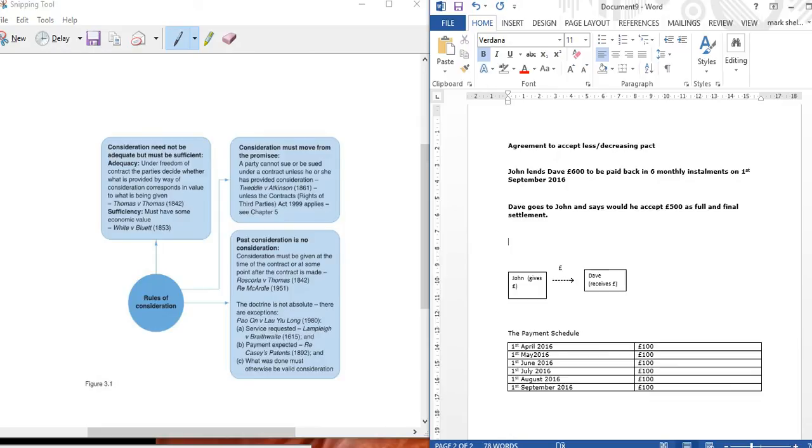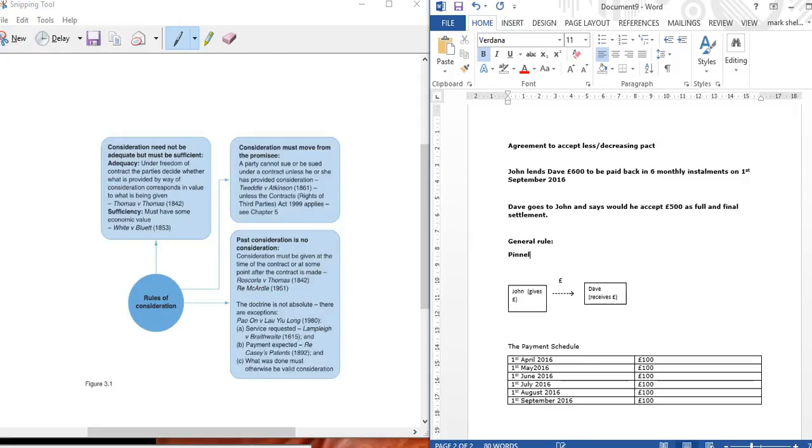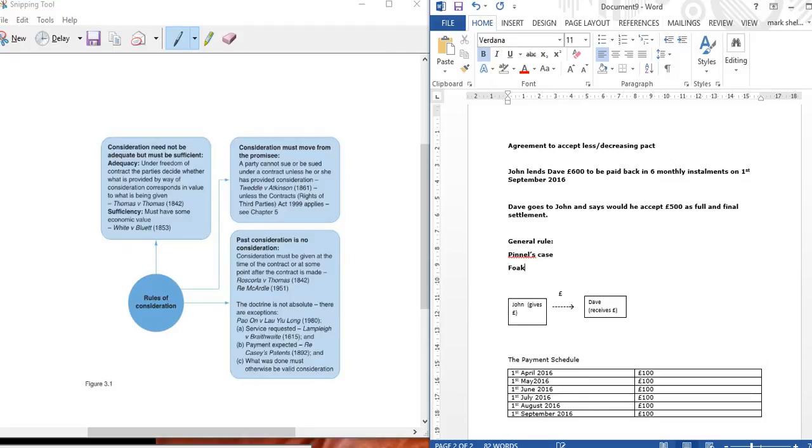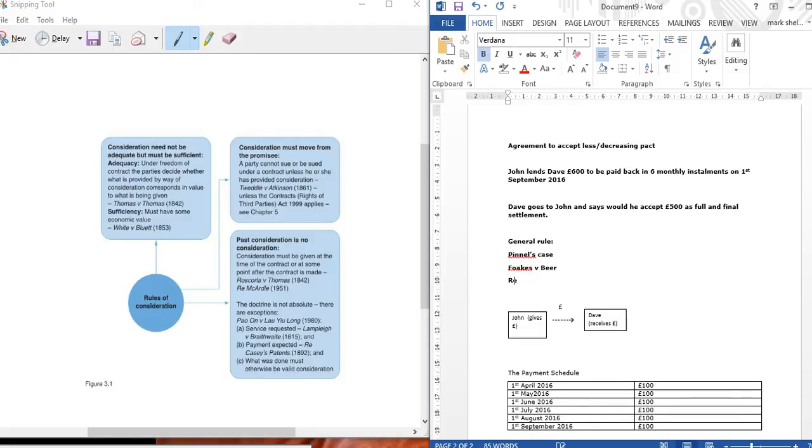So let's just see. What does the law say on this? Well, you have the general rule. The case law for that is Pinnell's case, Foakes and Beer, Re Selectmove. Now, Foakes and Beer was heard in the House of Lords, which is now the Supreme Court, about 100 years ago, if not more. I think it may be even more than 125. I want to say 1896. Someone check that, but I think it's around then.